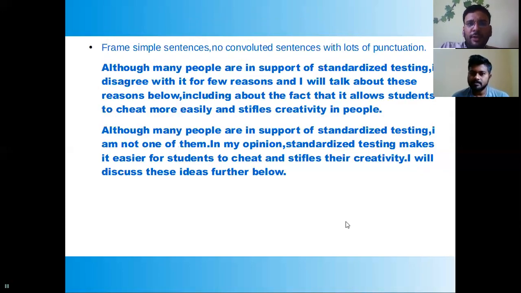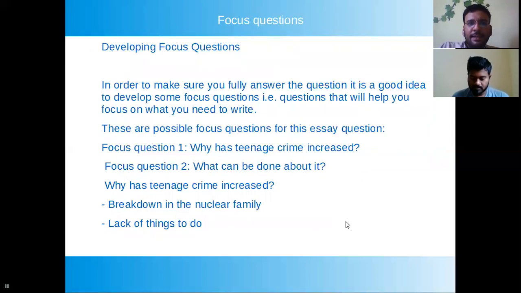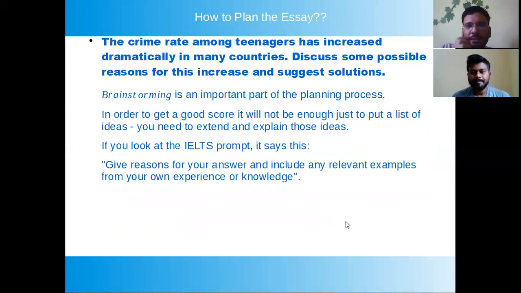Okay, so let's look at one sample essay, right? Let's look at this question. I just want you to go through this question first. The crime rate among teenagers has increased dramatically in many countries. Discuss some possible reasons for this increase and suggest solutions.